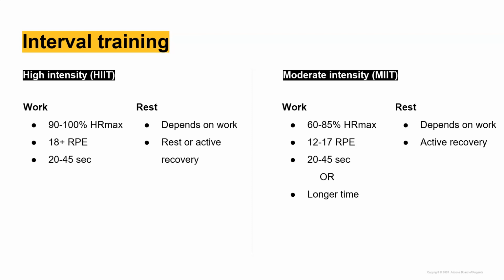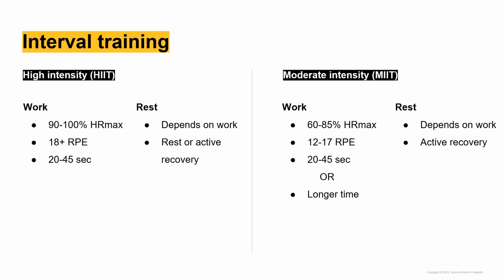To prescribe HIIT, you must prescribe work intervals at maximal or near maximal intensity. You can prescribe work at 90% of heart rate max or greater, or at an RPE of 18 and above. Because the intensity is so high, the work periods can only be maintained for a short period of time. You can aim for 20 to 45 seconds.